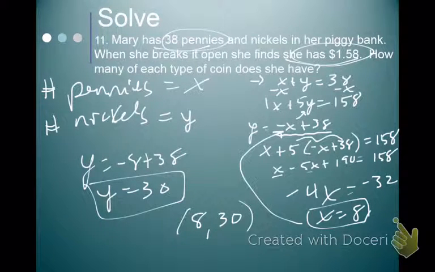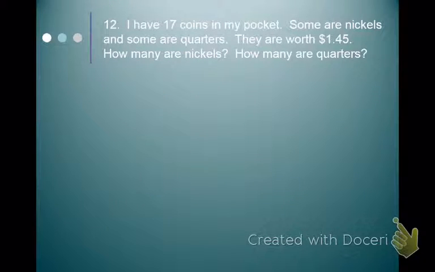Okay? And then we'll be in good shape. All right? And then, of course, we need a nice sentence answer. How many of each type of coin does she have? Mary has 8 pennies and 30 nickels. All right? One more here for you.